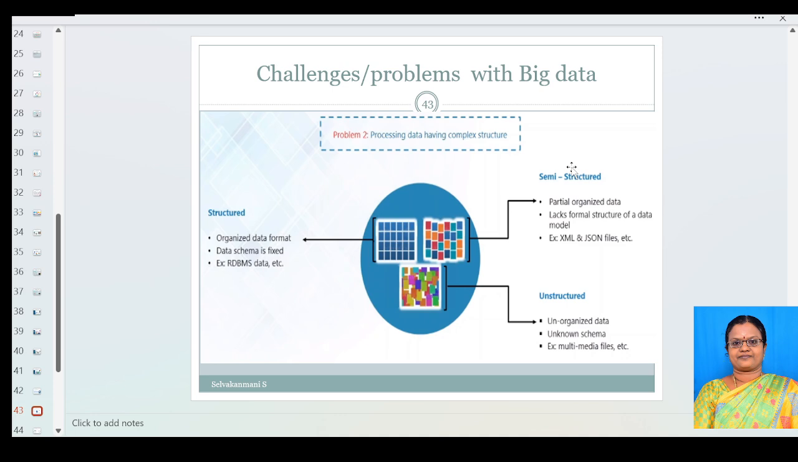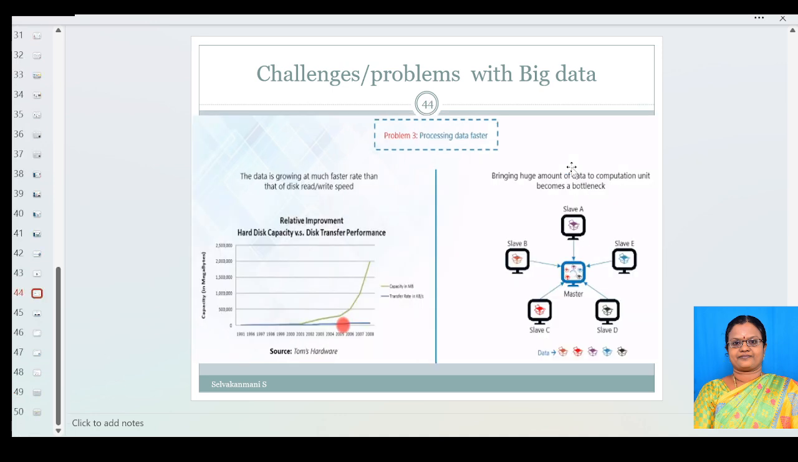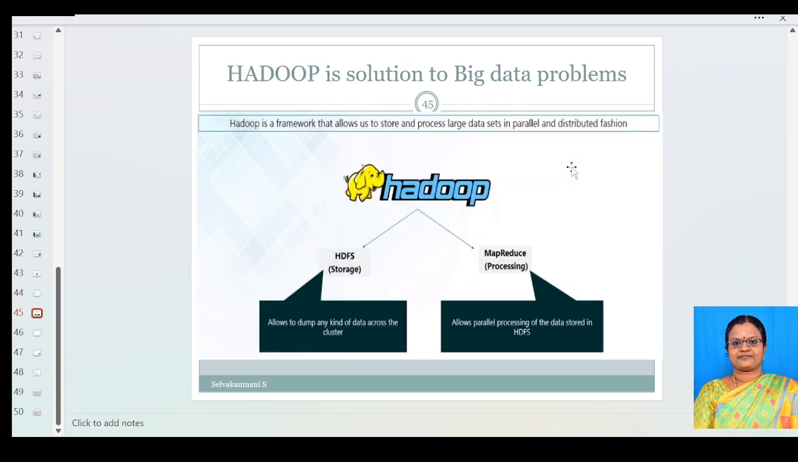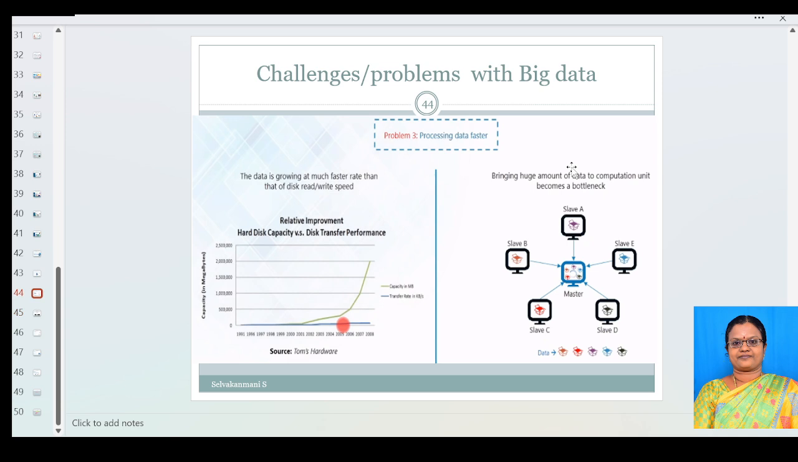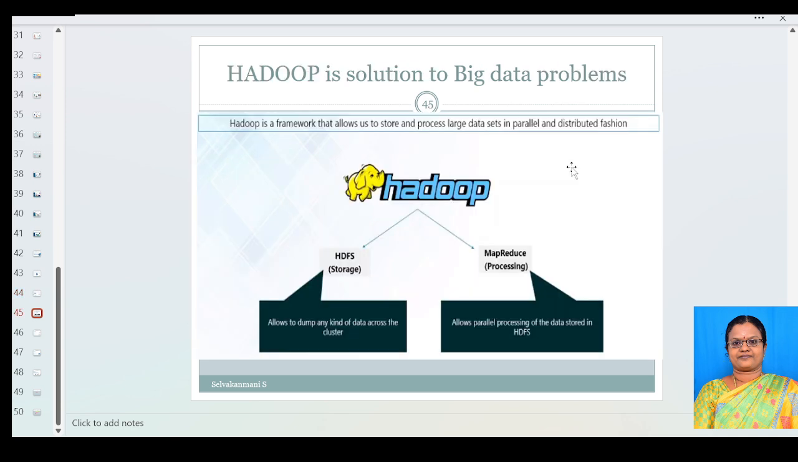Unstructured is unorganized data or unknown schema, whereas in structured data you have some schema and the data will be in organized format. And the third problem is processing this data at a faster rate. So these are the three different problems faced during big data analytics. The solution to all these three problems is the usage of the Hadoop framework.